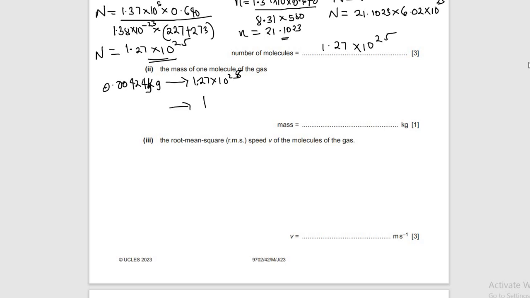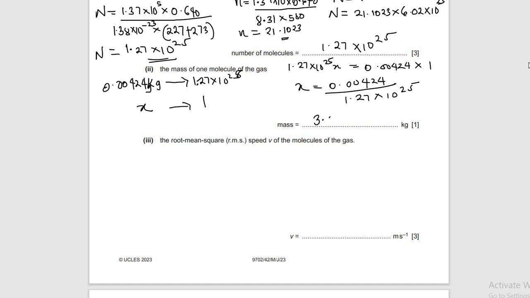So for one molecule, I don't know the mass, x. So cross multiply. That will be 1.27 times 10 to the power 25 times x equal to 0.00424 times 1. So x will be 0.00424 divided by 1.27 times 10 to the power 25. So the mass of one molecule will give us 3.34 times 10 raised to the power minus 27. That is it.